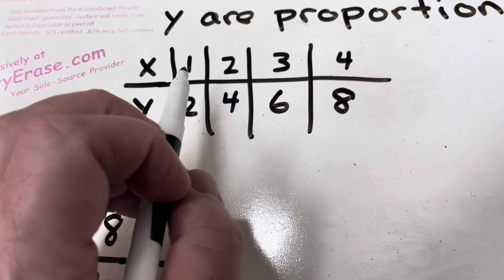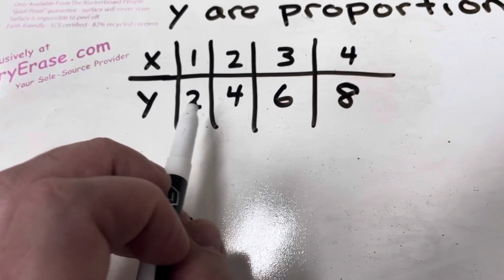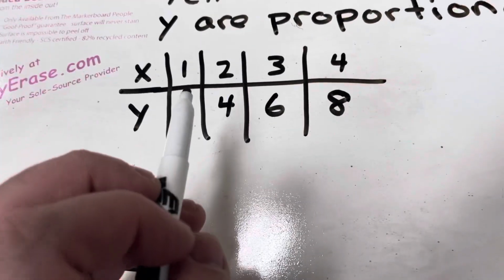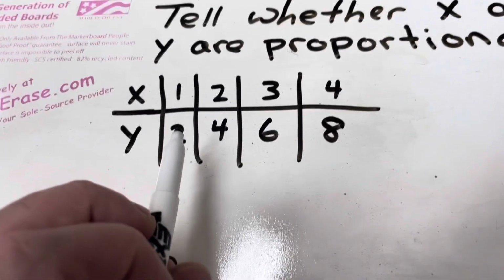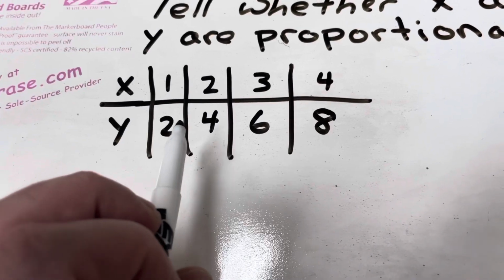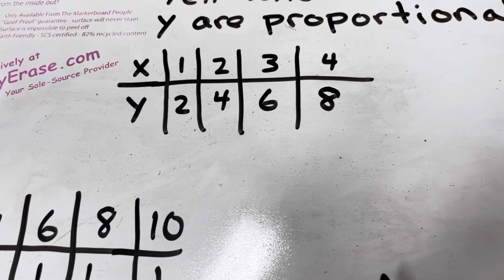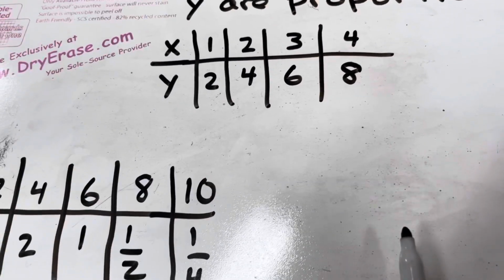Okay, am I doing the same thing to x, my input, every time to get y, my output? Well, when we talk about proportional, it's always multiplication and division. So it's not adding and subtracting necessarily. It's not just an equation. It's, are they proportional?